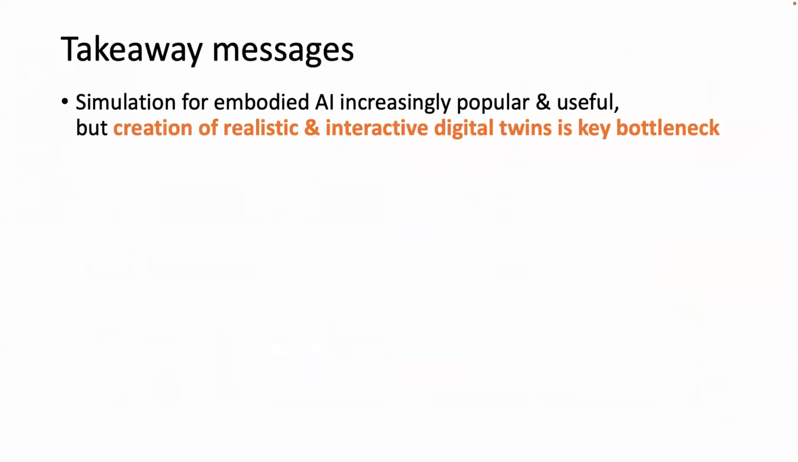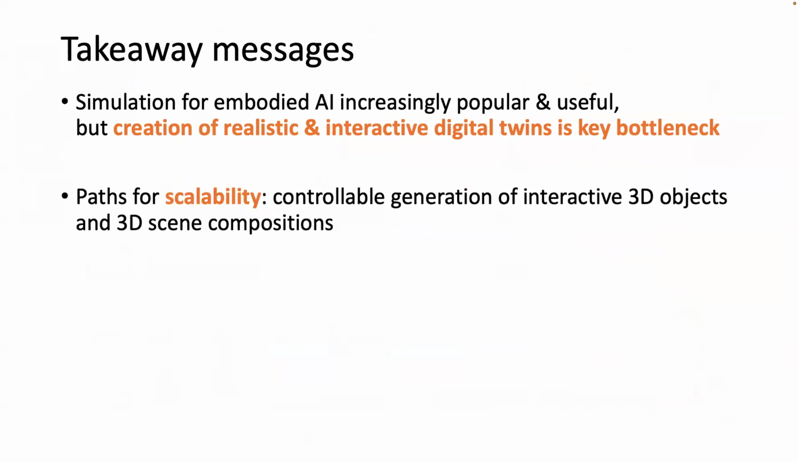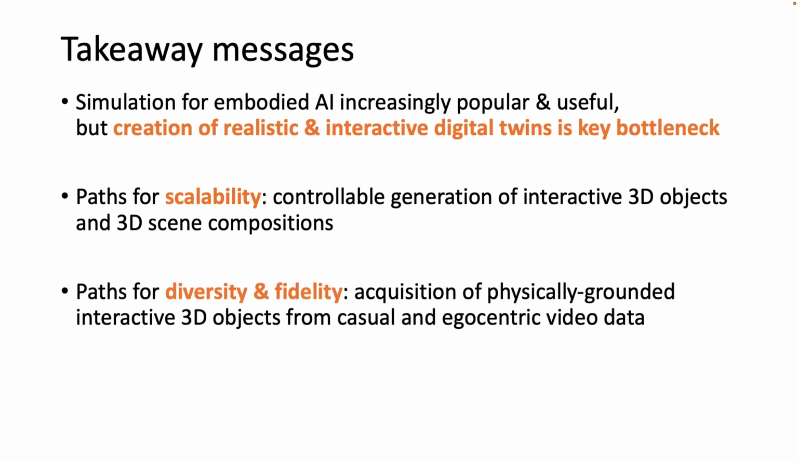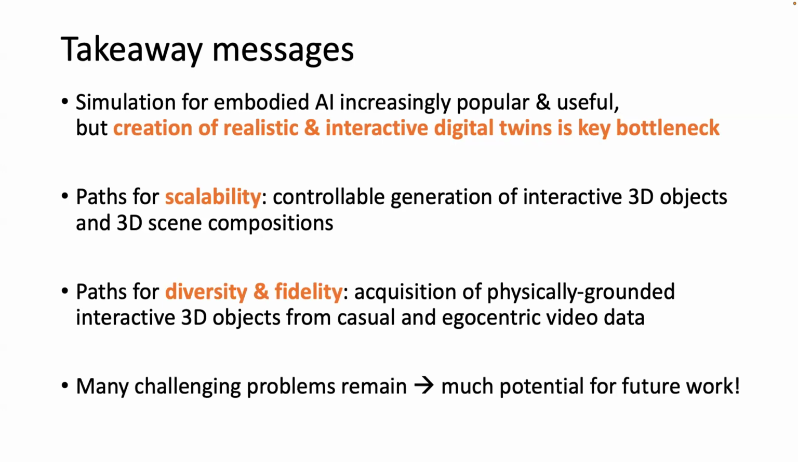A few quick takeaway messages. Simulation for embodied AI and robotics is increasingly popular, but the digital twins that are necessary, acquiring them is a key bottleneck. One path to scalability is more methods for controllable generation of interactive 3D objects and then composition of those objects into scenes. And one path to have higher diversity and fidelity is to rely on egocentric video data and casually captured video data and create physically grounded interactive 3D objects out of it. And there are many challenging problems that remain, much potential for future work.